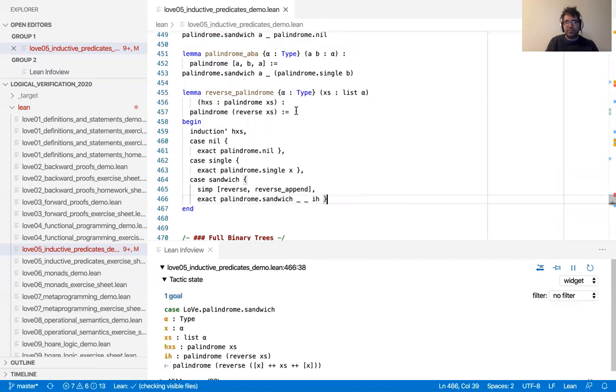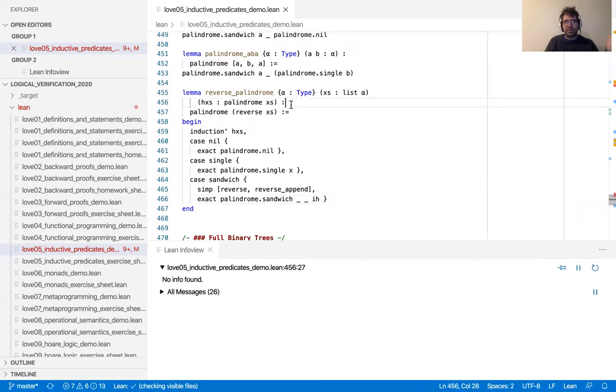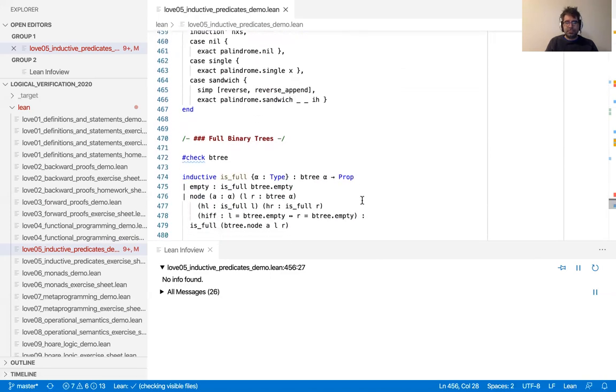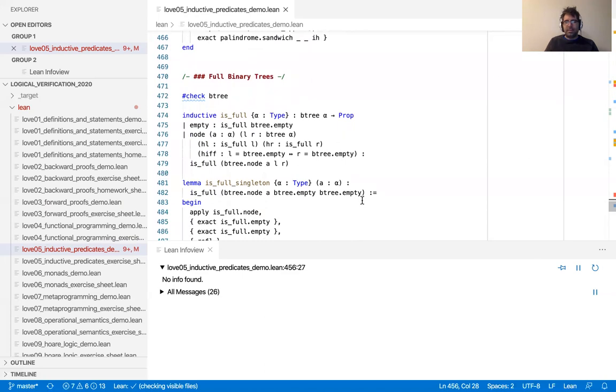Of course, here this fits very well because we're starting with a palindrome and we're proving a palindrome, and the list has the same length, and actually the list is the same. So we map the proof quite directly: a nil to a nil, single to single, a sandwich to a sandwich. There are 2 more examples in the file.